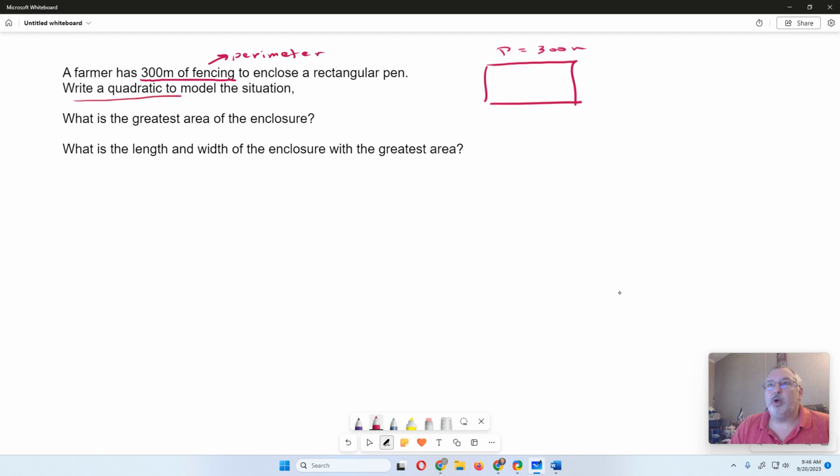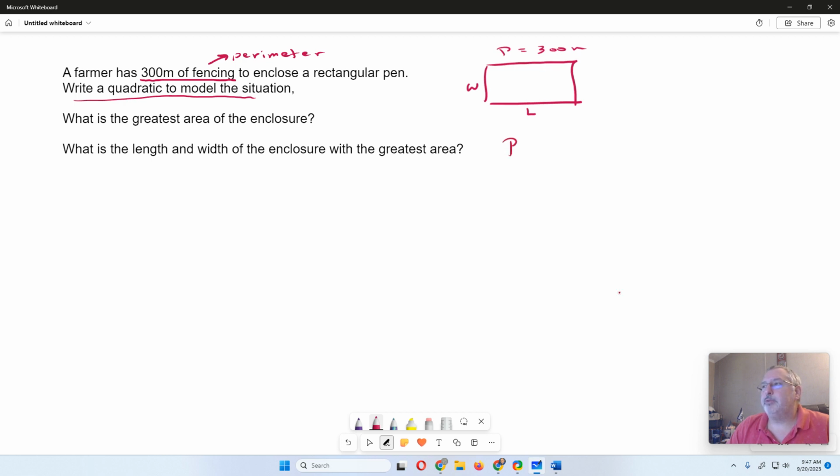We want to write a quadratic to model the situation. So since we have a perimeter piece of information, we're going to have to use that to figure out the length and the width, and then use that to model the equation. The problem tells you that you're given the width, so we're going to do the same thing. We're going to assume we know the width. We need to find the length in order to write the quadratic.